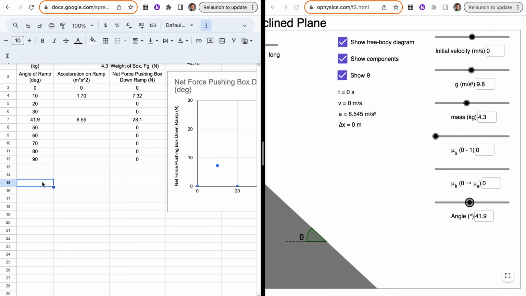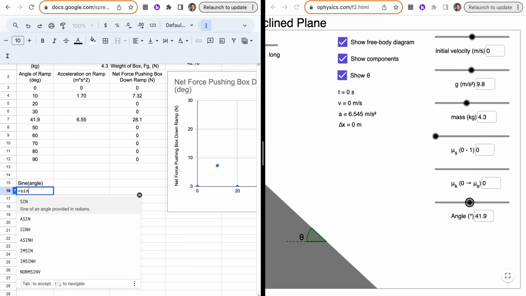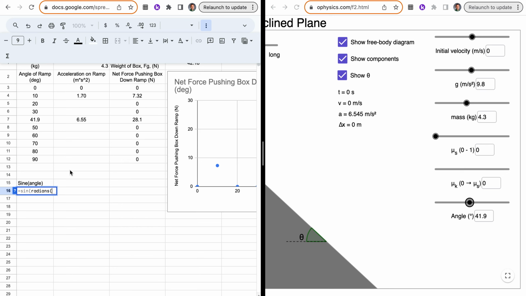So to linearize that, basically what we're going to do is take the sine of my angle. And to do that, I'm going to do equals sine. So this is going to be an angle provided in radians. So I need it in radians. So I'm going to type in radians. And what that does is that converts an angle in degrees to radians. And then I'm going to click here. And that's how I'm going to turn this value of degrees into radians.